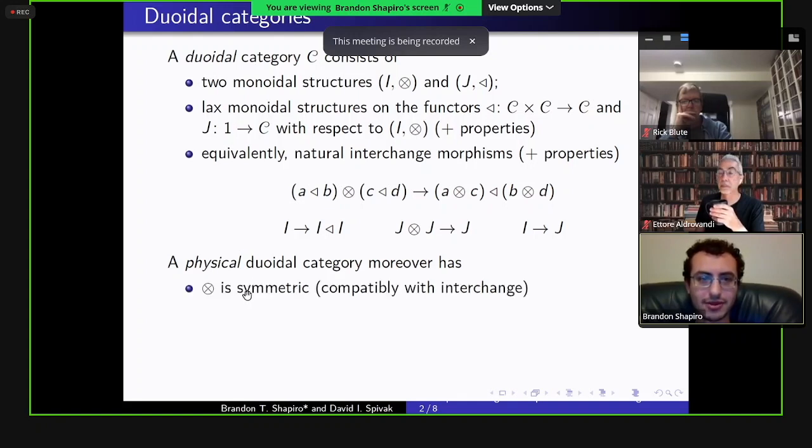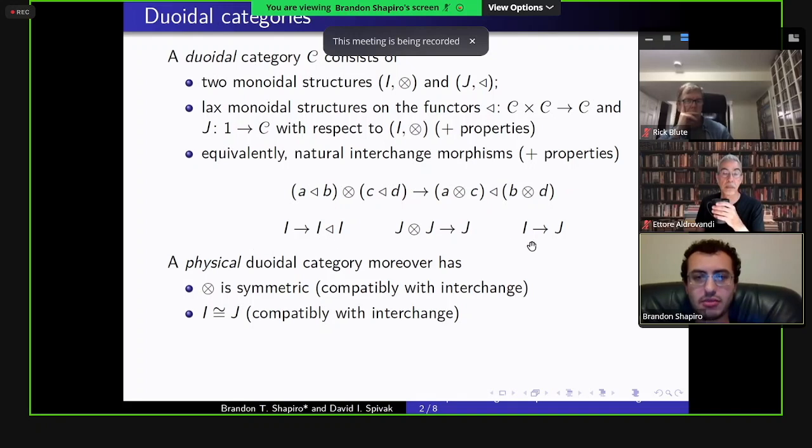So going from that intuition, we demand that the tensor is symmetric. In fact, it's often going to act like a disjoint union, and that symmetry is compatible with our other structure, and that the two units I and J agree. And so all of these three morphisms are then going to be isomorphisms. And so we can treat it like there's really just one unit.